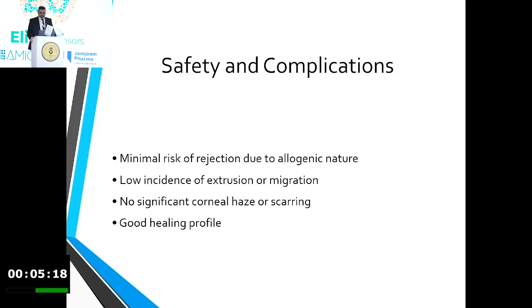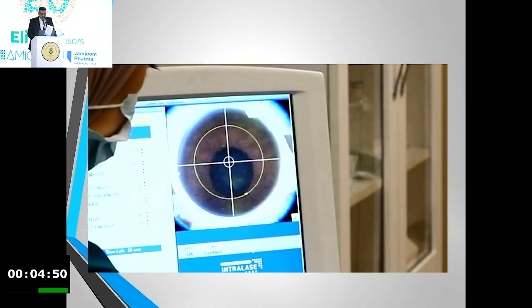Regarding safety, the procedure has minimal risk of rejection due to its allogenic nature, and the segment doesn't contain endothelium. There is a low incidence of extrusion and migration when you fit the tunnel to the size of the CAIRS segment, and no significant corneal haze or scarring, and it has a good healing profile. I will show you the video.